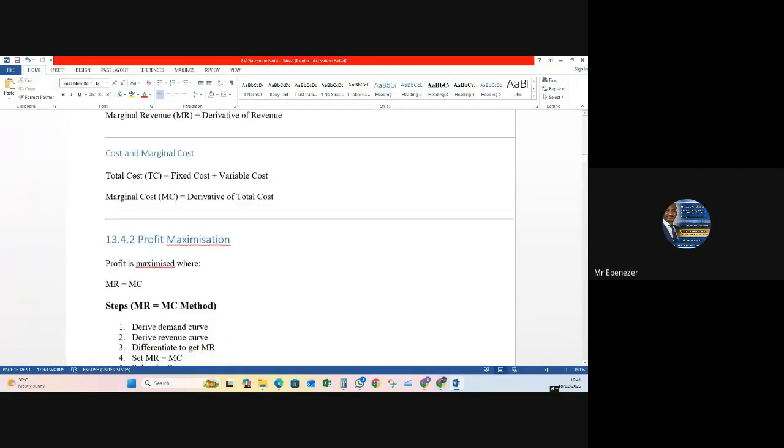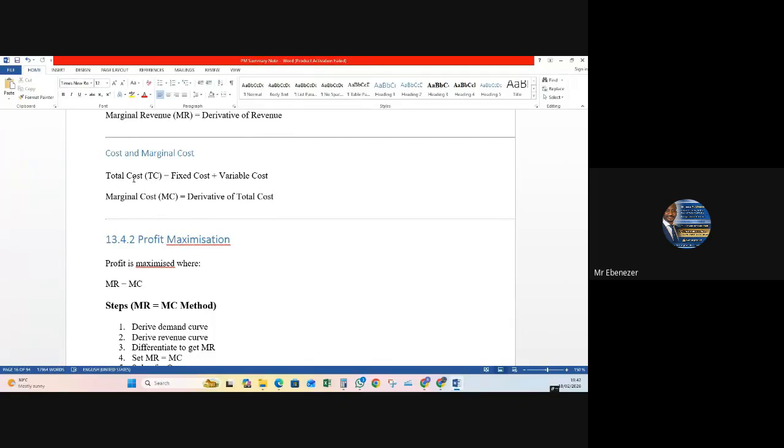Now we have profit maximization. Profit is maximized when your marginal revenue is equal to your marginal cost. Where marginal revenue is equal to marginal cost, that is where your profit is maximized.